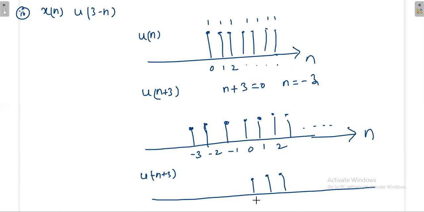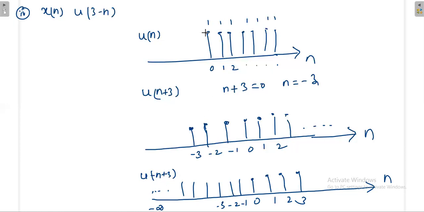Okay, it will come up to 3. This pattern will come here. Again, all this pattern will go to the negative side, extended to minus infinity. Then minus 1, minus 2, minus 3, like this. So now this is the final diagram for u of minus n plus 3.